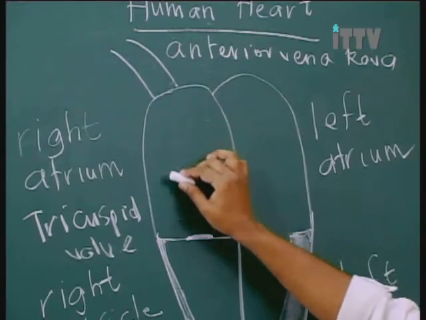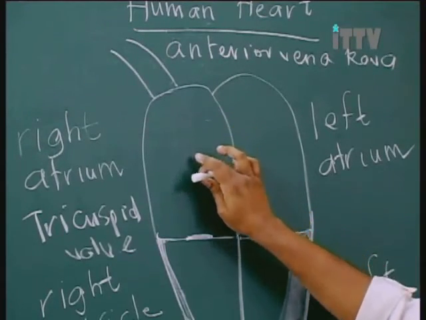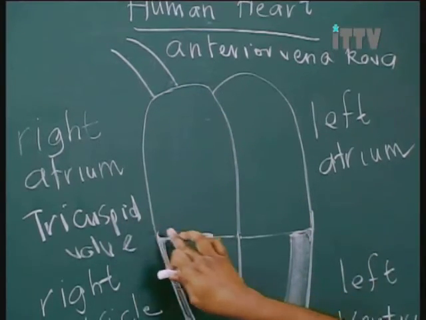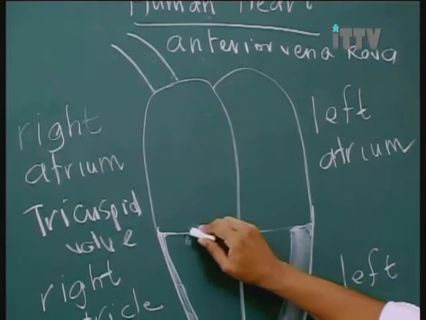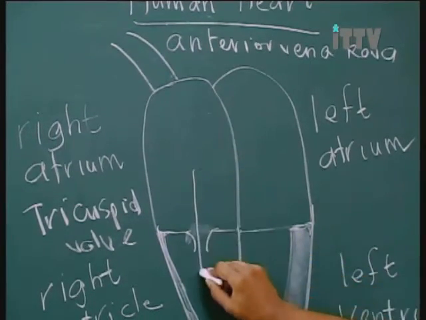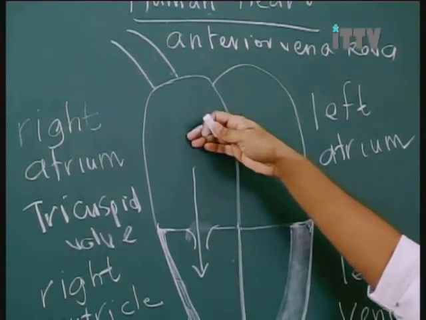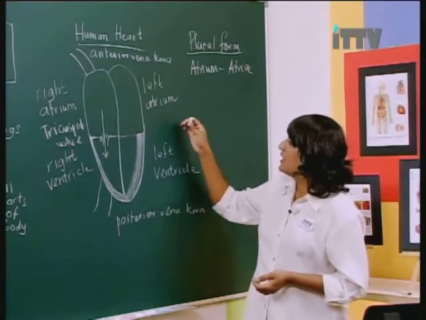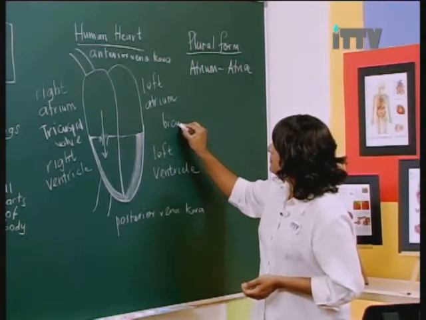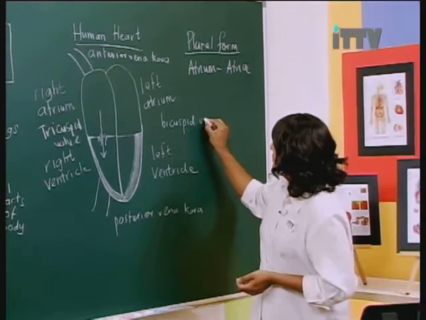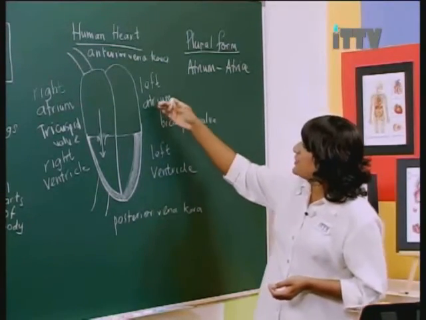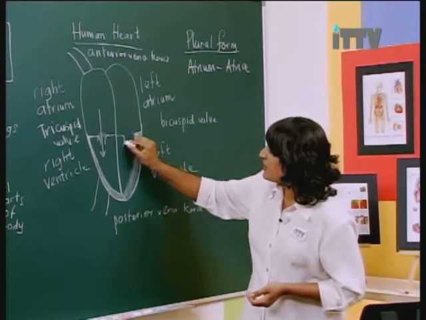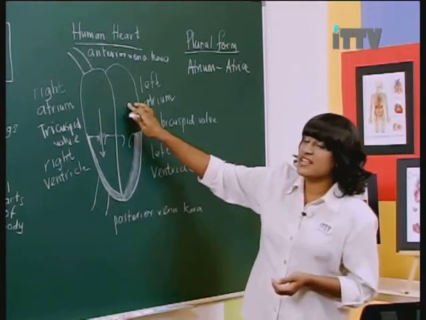Once the right atrium is filled with deoxygenated blood from the anterior vena cava and the posterior vena cava, the tricuspid valve opens, thus enabling the flow of blood from the right atrium into the right ventricle. Likewise, the bicuspid valve, which is in between the left atrium and the left ventricle, opens when the left atrium is filled with blood.